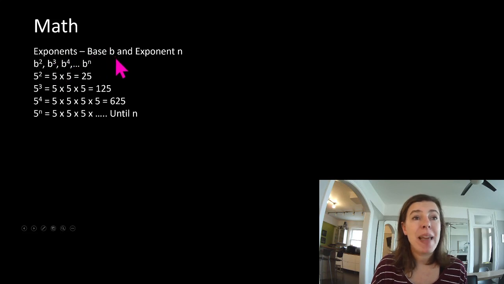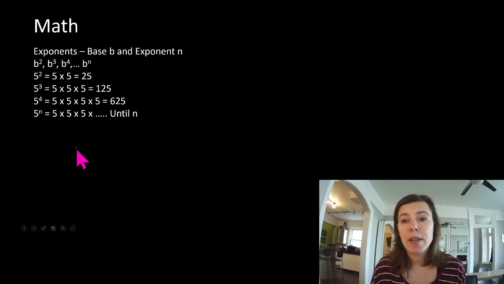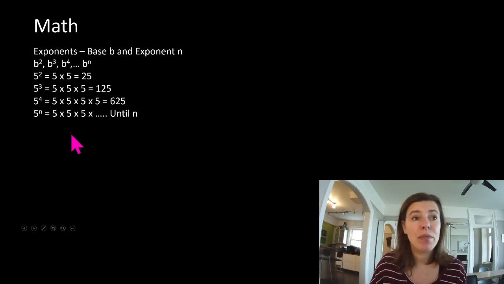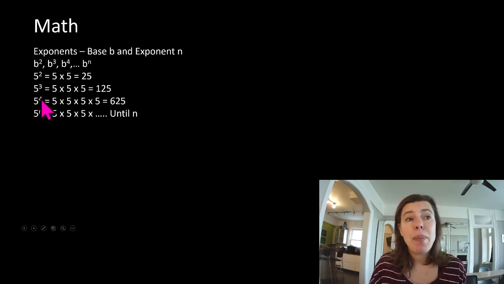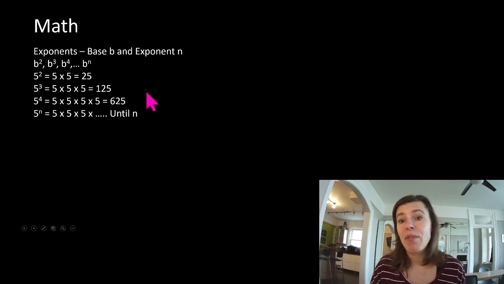So we have our base and our exponent. The base is the lower number and the exponent is the upper number. So 5 squared is really 5 times 5. So it's how many times you're multiplying a number by itself. 5 to the power of 4, or exponent 4, is 5 times 5 times 5 times 5, or 5 multiplied against itself 4 times. That's 625.